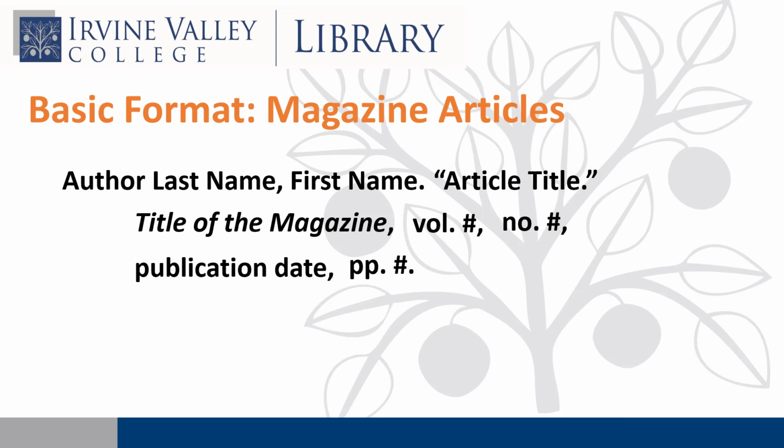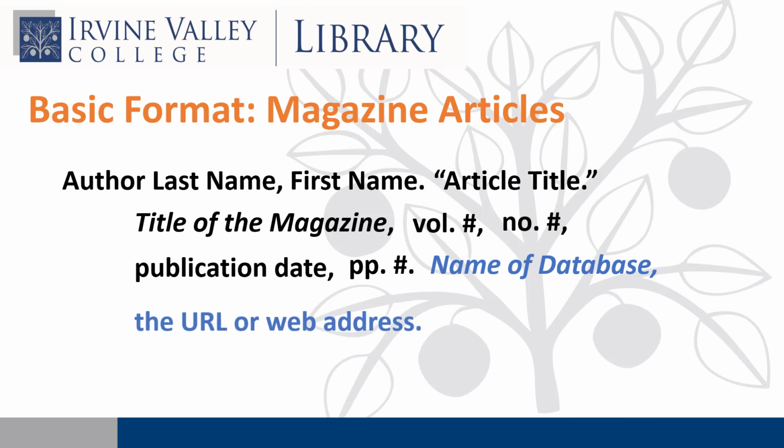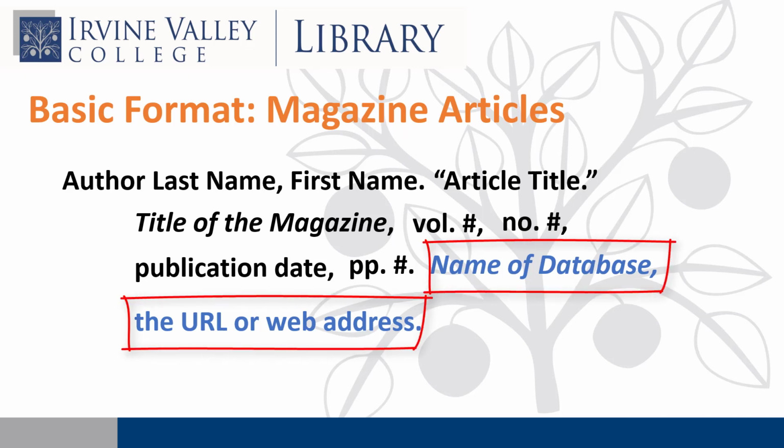If the magazine article you are citing is a print magazine, then your citation ends here after the page number. If the magazine article you are citing is from an online database, then you will need to include the name of the online database followed by a comma. Lastly, the URL or the web address to the magazine article followed by a period. Always remember to end the citation with a period. Just to recap, for articles accessed from an online database, you will need to include two more elements in your citation.